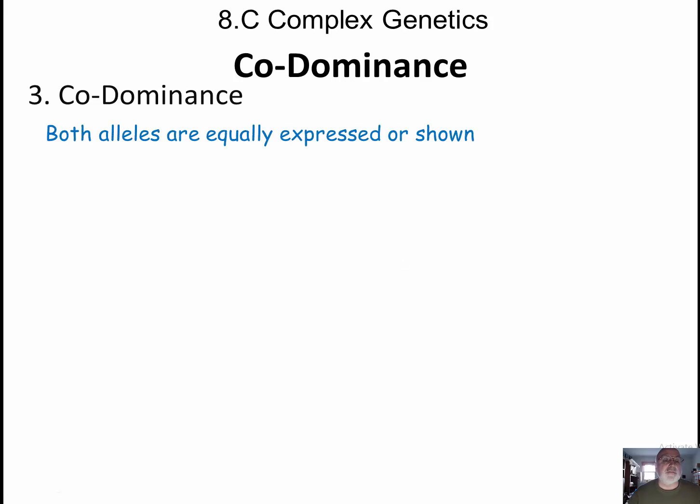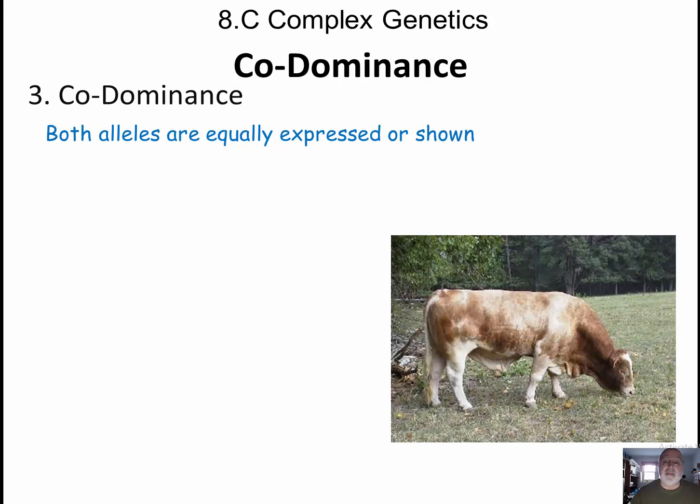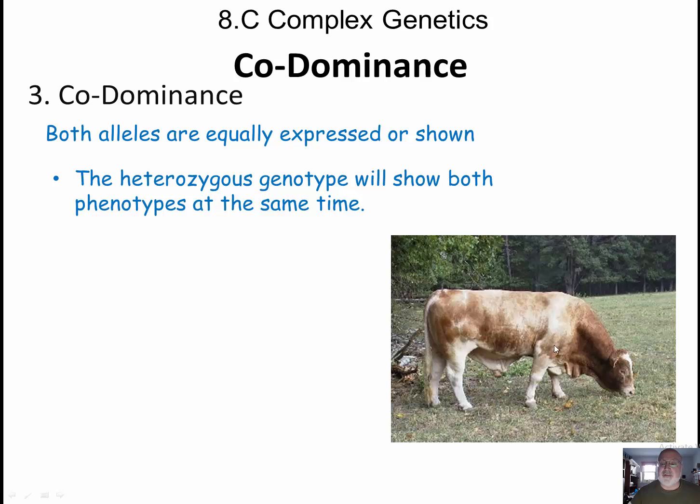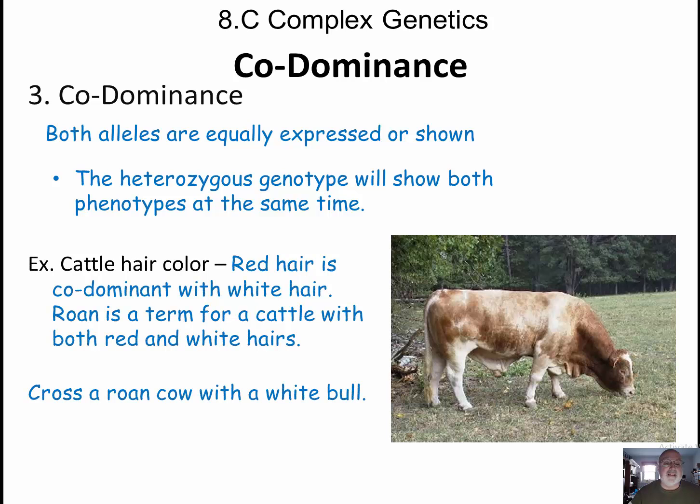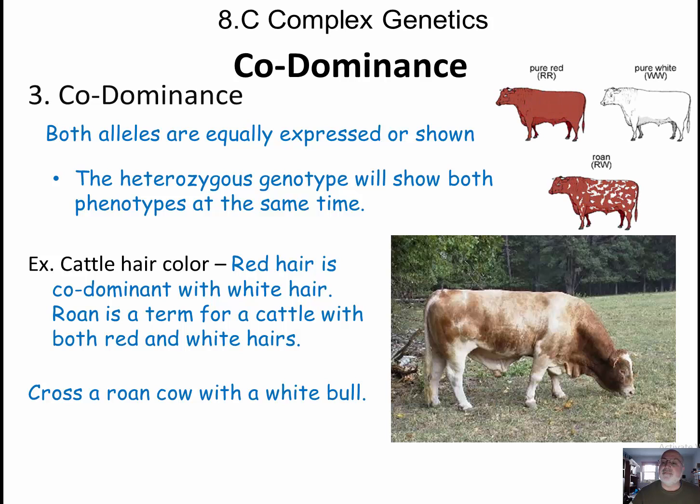Codominance is when both alleles are equally expressed. That's the roan cow. So you actually do get both colors showing up, white and red, but they're not going to be pink cows. Heterozygous genotypes show both phenotypes at the same time. Cattle example: red hair is codominant with white hair, and the roan term is when you have both red and white hairs in the cow. Cross a roan cow with a white bull, and you get even more white, which is really weird.